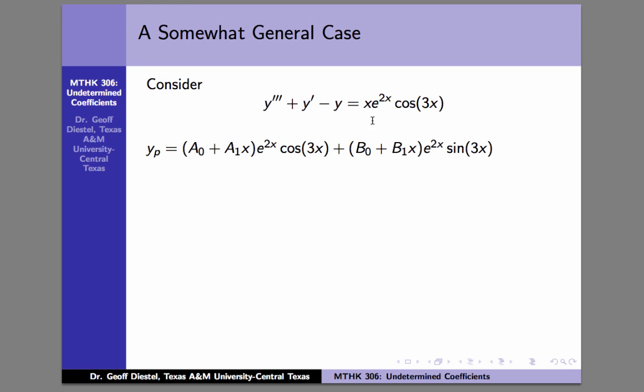In this case, because x is a first degree, and because there is a trig function present, we have to split it up into two parts. The first part is a first degree polynomial with two coefficients that we don't know, a0 and a1, times our exponential that we see, and times our cosine that we see. But we have to add to that a second term, which is a different linear function, a first degree polynomial with two coefficients b0 and b1, and our exponential and our sine.